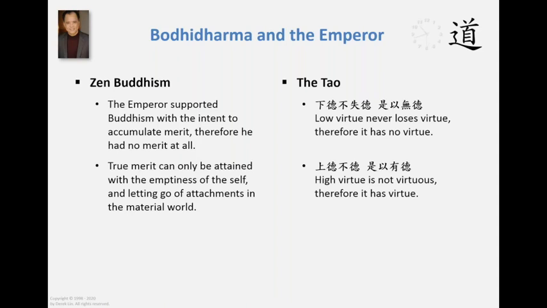You're at 0. This was surprising because the emperor thought, well, maybe he'll say 10, which means I've done really well. Or if not that, maybe he'll say, yeah, I give you a 6 or 7. You've got to work a little harder to get to a 10, right? But suddenly 0. Wow. And that's because of what you see here. Low virtue never loses virtue. Therefore, it has no virtue. That is a straight line between the Dao and the Zen.